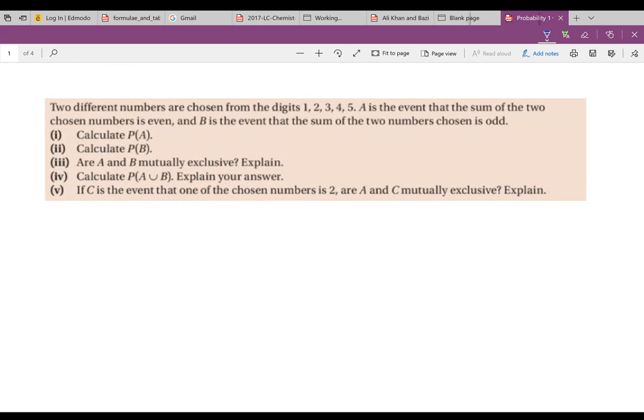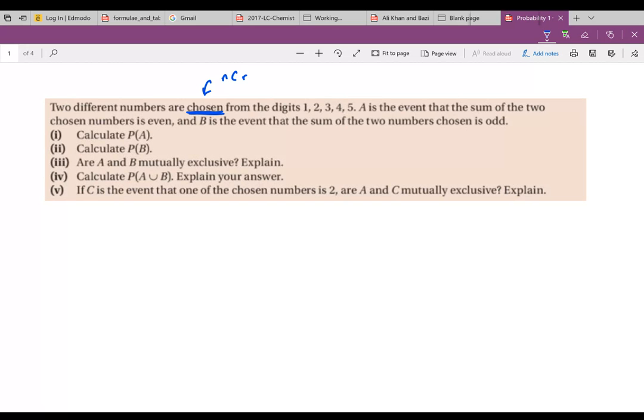This one, we had a look at similar ones to this before the midterm, but I just want to clear a few things up on it. Two different numbers are chosen. If you have chosen, you're going to be thinking about your combinations, which is your nCr button on your calculator, from the digits 1, 2, 3, 4, 5.